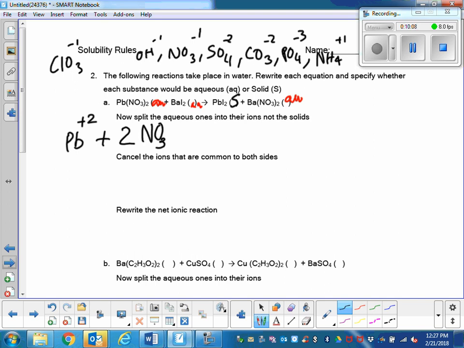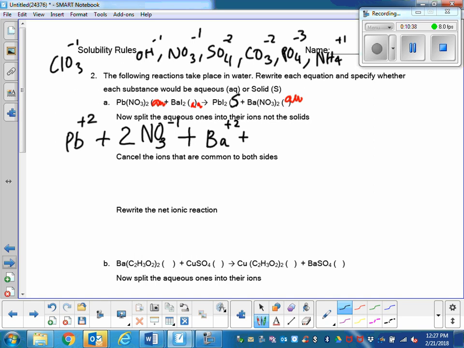And what is the charge on nitrate? -1. Remember, they break into their ions, so I need to see the charge. If I don't see that, you will lose points on a test. Plus, can you look up your periodic table and tell me what's the charge on barium? What is barium's charge? Plus 2. So it's aqueous. So I'm going to split it up and say barium is a plus 2.